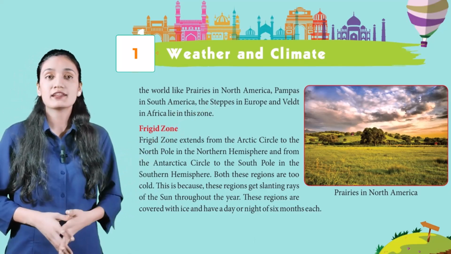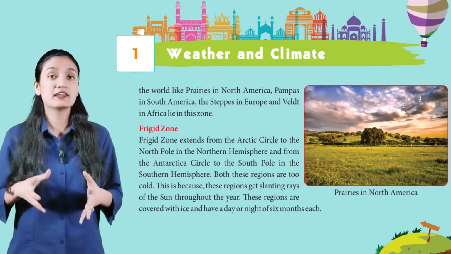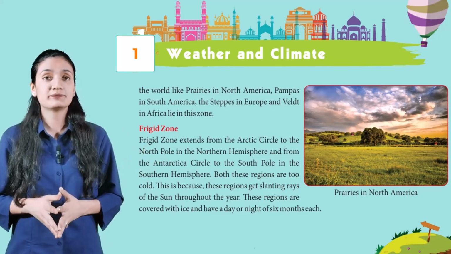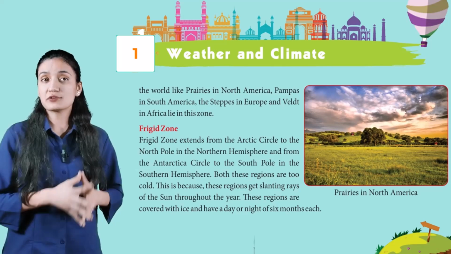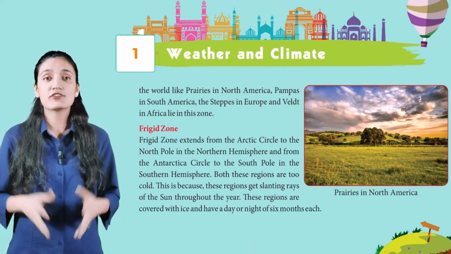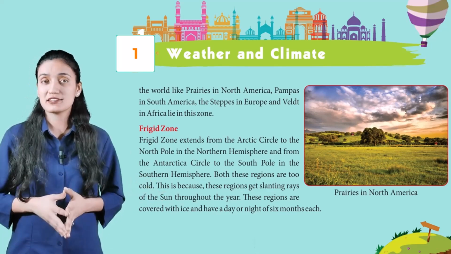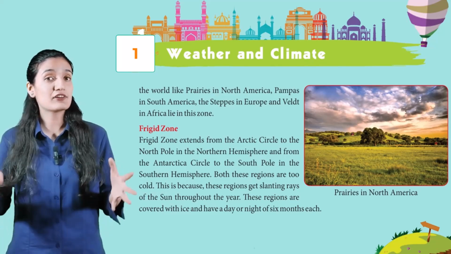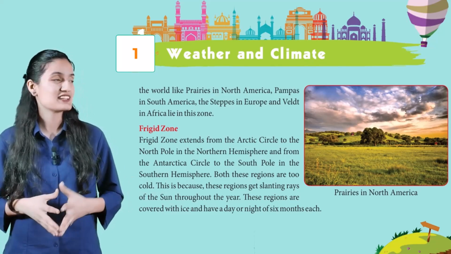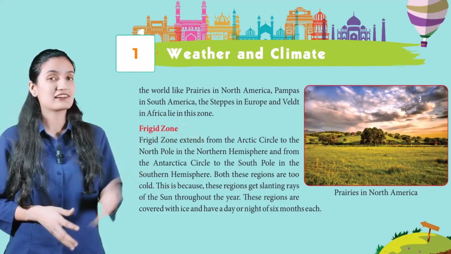Now, frigid zone. Frigid zone extends from the Arctic Circle to the North Pole in the northern hemisphere, from the Antarctic Circle to the South Pole in the southern hemisphere. Both these regions are too cold. This is because these regions get slanting rays of the sun throughout the year. These regions are covered with ice and have day or night of 6 months each. Here you can see the picture of prairies in North America.